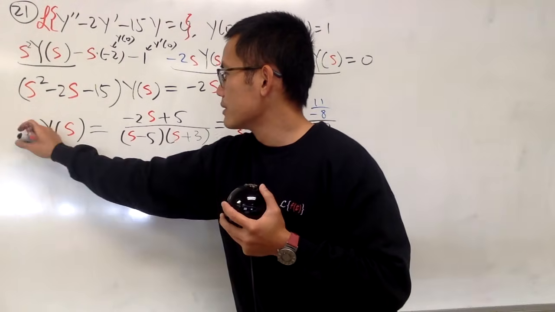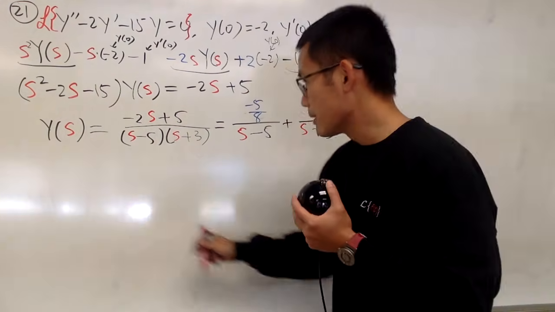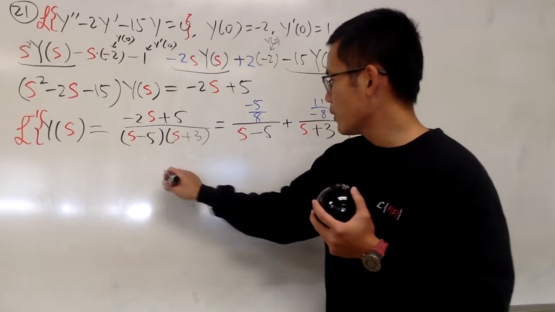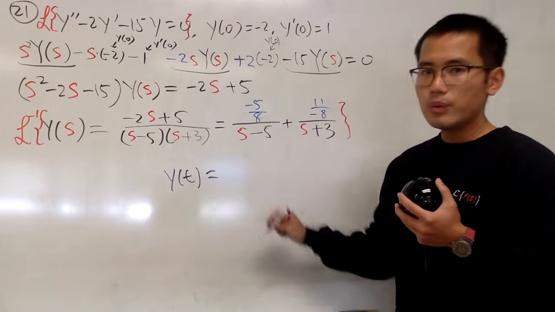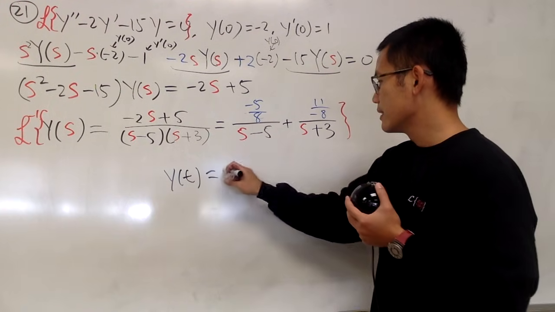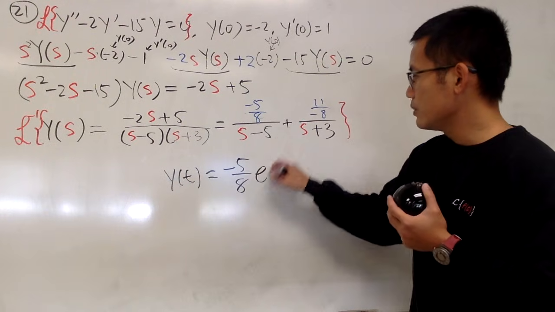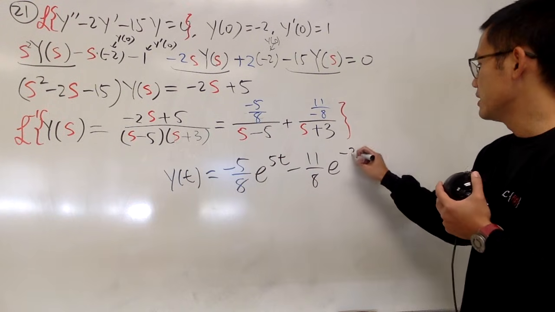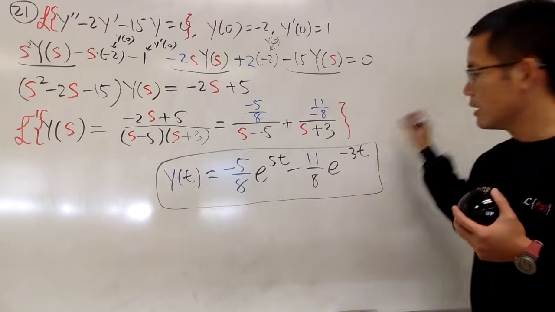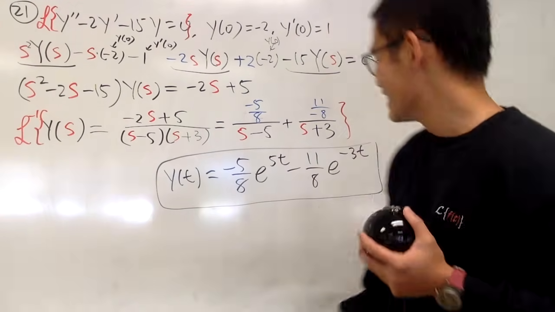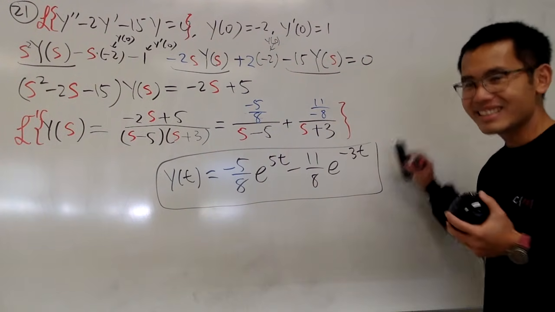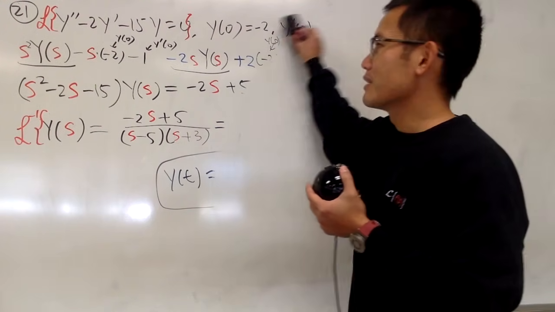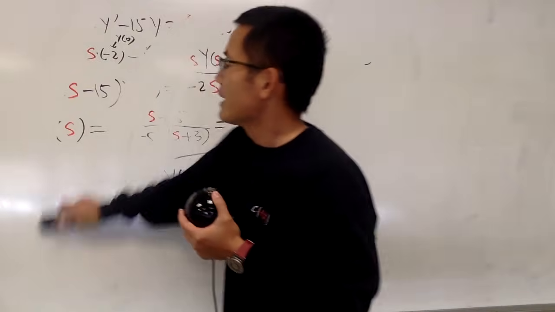Now, let's go ahead and do the inverse Laplace. So I will get y of t is equal to, here we have negative 5 over 8, that is right, negative 5 over 8. And this is e to the 5t, and then minus 11 over 8, e to the negative 3t. Much better, huh? Yeah, much better than the earlier one. So that's it. And this is also a way to show why when you have this kind of thing, you end up with e to the whatever.